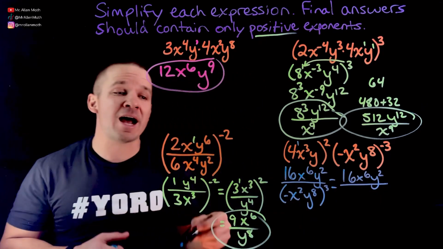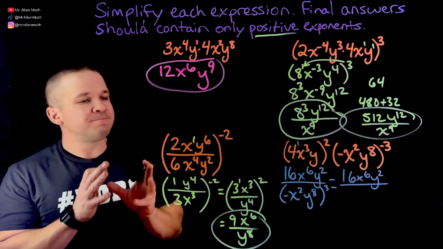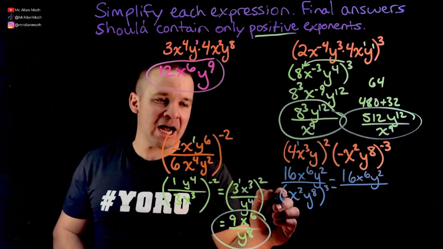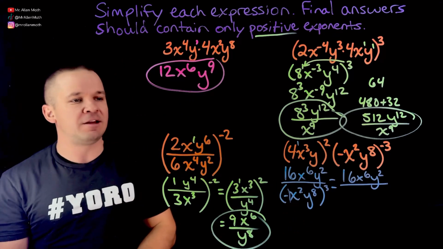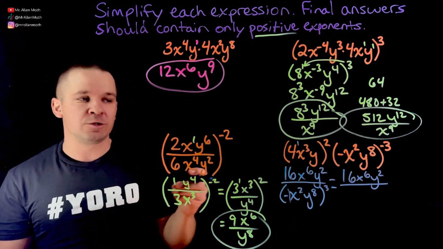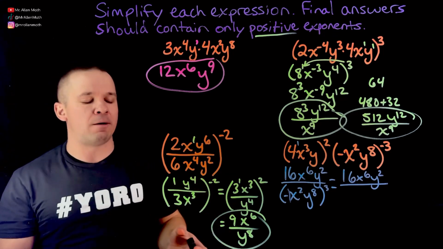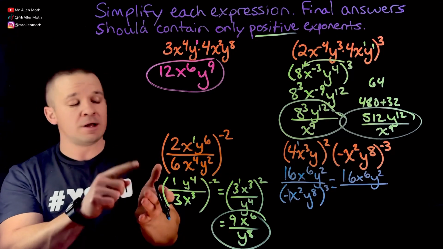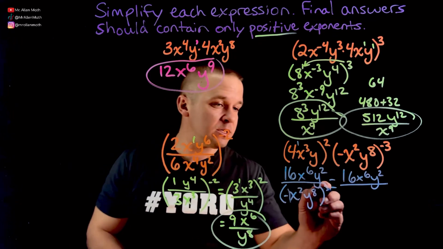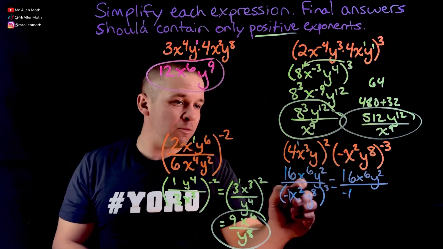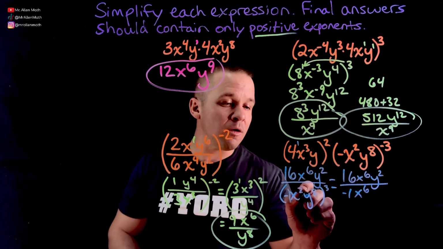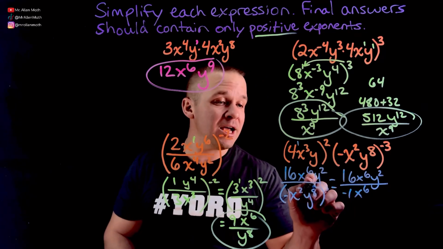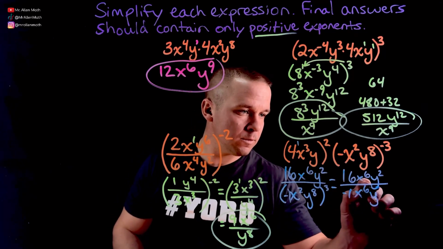Now I can distribute my exponent. People struggle when there's just a negative here. Perhaps writing it as -1. Sorry, that kind of melted into the x there. But -1 is what's really there. What's -1 to the third power? -1 times -1 is +1, times -1 is -1. So I'm going to have -1 here. And then we got x squared to the third. That's x to the sixth. And then y to the eighth to the third. 8 times 3 is 24.